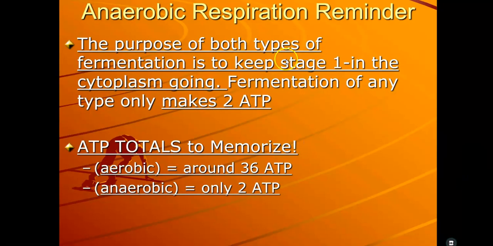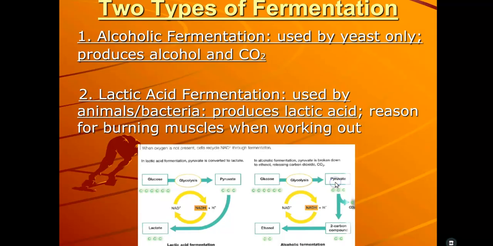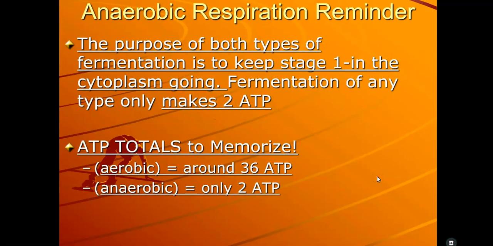And just like I said, the purpose of both types of fermentation is you got to keep that stage 1 going until you can get into a more oxygenated environment. Because fermentation only makes 2 molecules of ATP. So you want to make sure you know that. So if it's aerobic where you have oxygen and you're using the mitochondria, it will make 36 ATP. And that's actually a lot better than the anaerobic, which is the fermentation, which will only make 2. So make sure you remember that. 36 versus 2. And that's basically that in a nutshell.